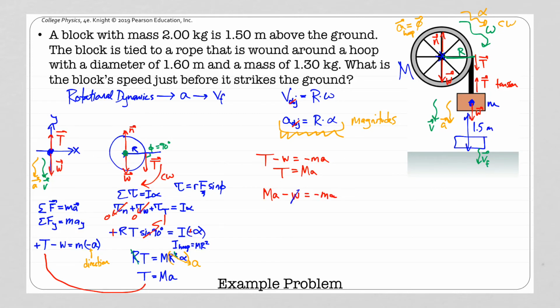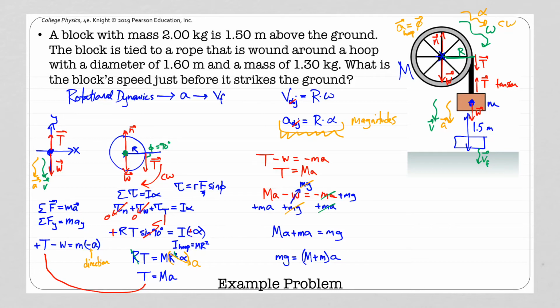I'm going to substitute in W is mg. That's the weight of the little block. I'm going to add mg to the other side and make these go away. I'm going to add ma to the other side and make these go away. I'm going to end up with Ma plus little ma equals mg, or mg is equal to M plus little m, times a.